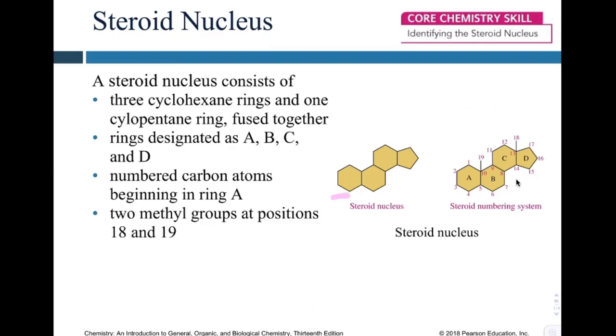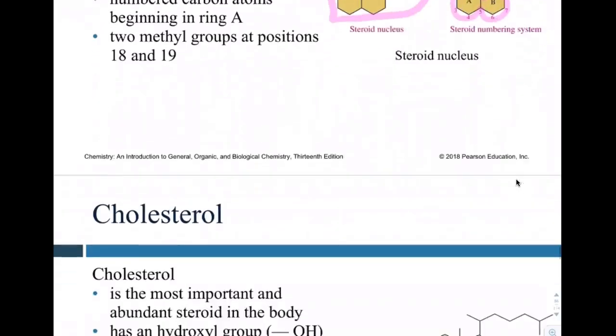So if you see anything that has this format of putting these 3 cyclohexanes and 1 cyclopentane together, that thing is a steroid. Okay, if you see it anywhere, just know that. How do we number? We number starting from here at carbon 1, and we work our way around this way. I'm not going to have you name anything, so don't worry about the numbering system. Just worry about looking at this and making sure that you know that that means you're talking about a steroid.